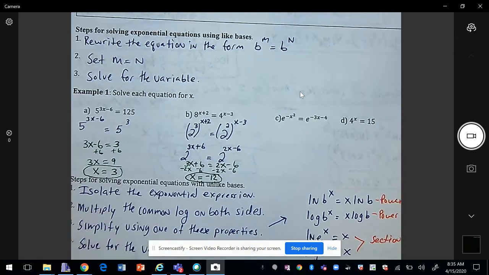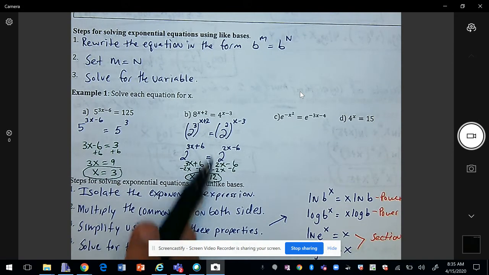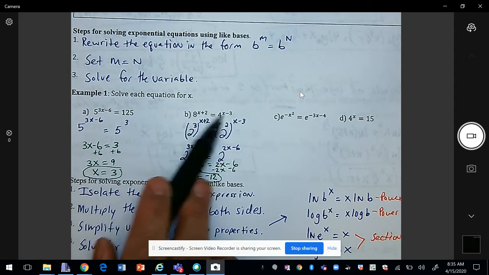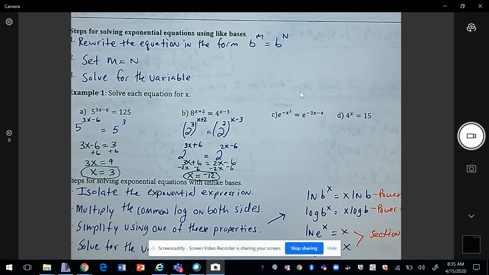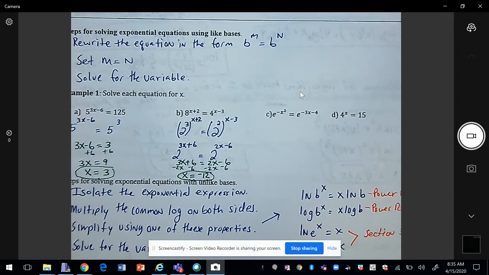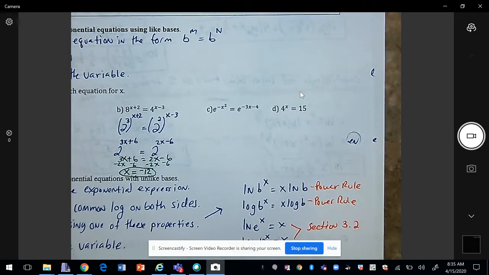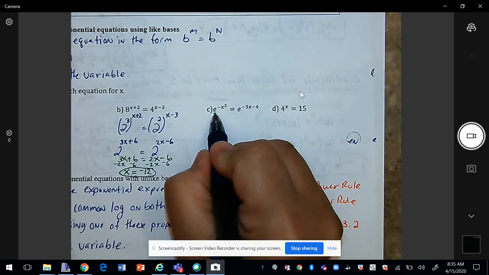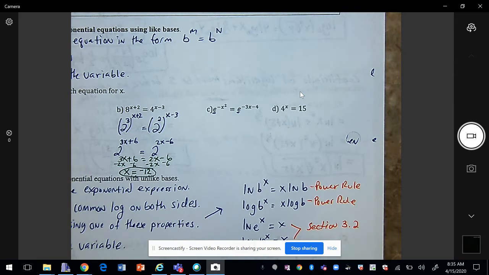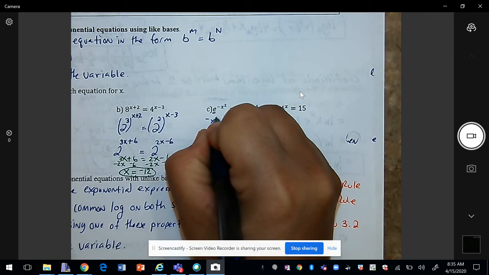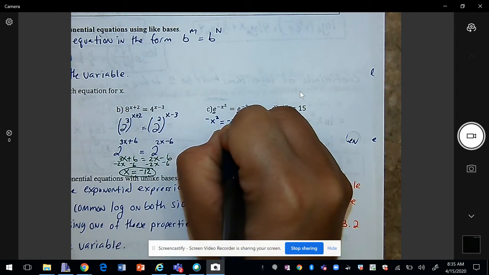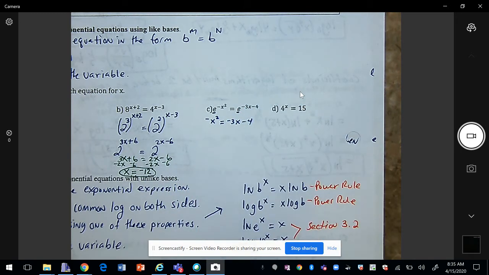And you can check your answer. If you plug in negative 12 for the x on both sides, then you'll see that you get an equivalent equation. Okay, so let's look at letter C. Here we have the base e and the base e, so it's the same base. So we can set negative x squared equal to negative 3x minus 4.